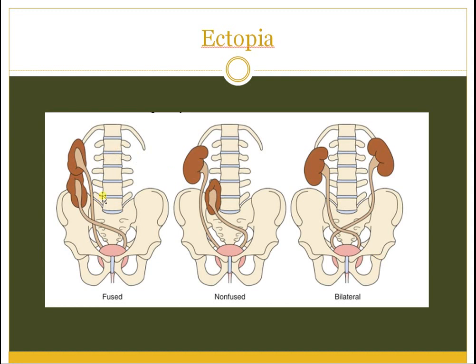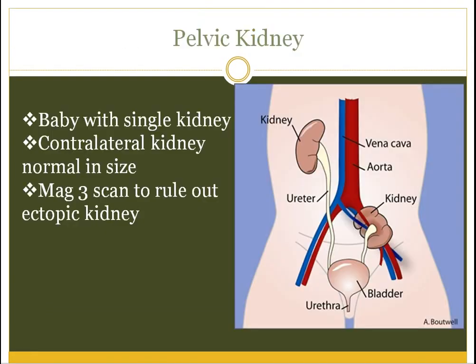Different types of fused and non-fused ectopias include, this is the crossed fused ectopia. So this is the normal kidney with the ureter in the normal position. This is the kidney from the opposite side which has come here and fused. Here there is crossing of the kidney but it has not fused, so this is crossed non-fused ectopia. And here this kidney has gone to here and this kidney is supposed to be here, so this is bilateral crossed ectopia without any fusion.